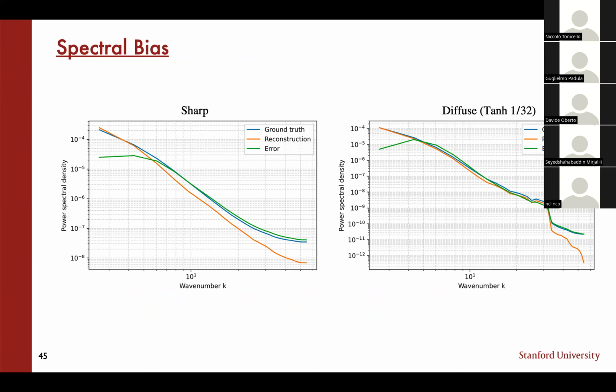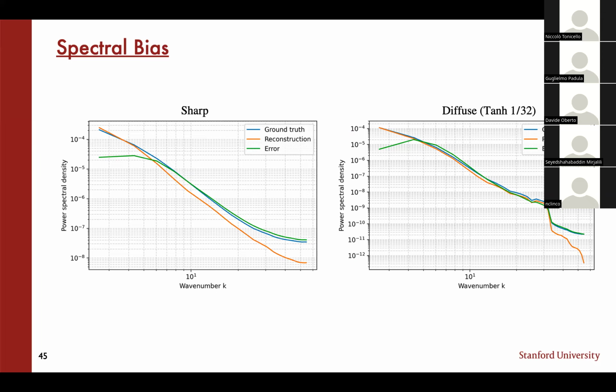So spectral bias is referring to this behavior of neural networks where the neural network fails to capture a lot of the high wave number features, right? And so when you think about it, a sharp interface is essentially a step function. And even if you look at the ground truth spectral content of a sharp interface, you can see that it's quite flat in comparison to this curve over here. So if you look at the numbers over here, you can see that there's a lot of energy content at the high wave numbers in comparison to the high wave numbers for the diffuse interface representation.